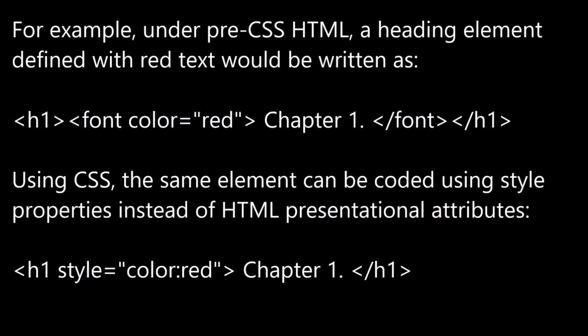For example, under pre-CSS HTML, a heading element defined with red text would be written as this. Using CSS, the same element can be coded using style properties instead of HTML presentational attributes. It would look like this. As you can see in the second example, the font and color can be defined in style. The element properties were moved into one place.